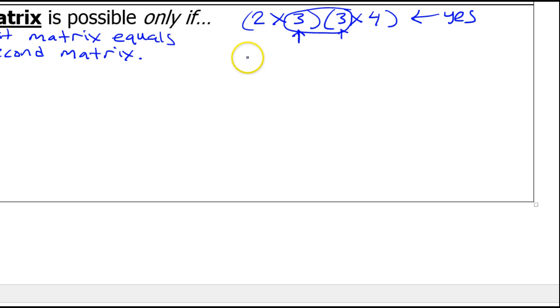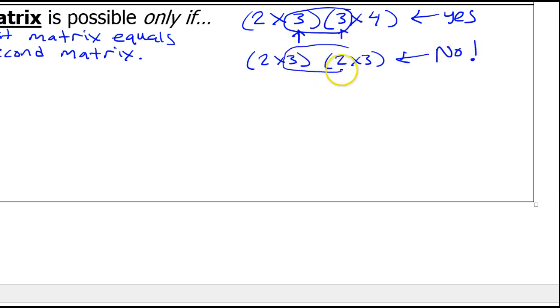So could I multiply a 2x3 matrix times another 2x3 matrix? Would that be okay? Well, this would be a big fat no, because the inner dimensions here are not the same. They have to be the same in order to multiply them. Here I have three columns for the first matrix, but only two rows. So this is a no.